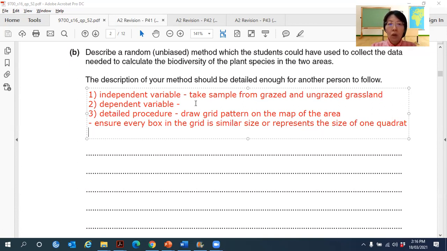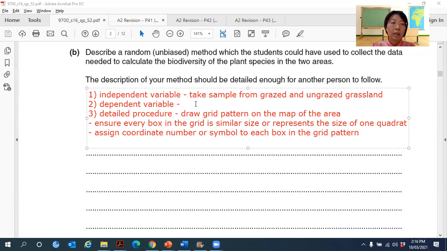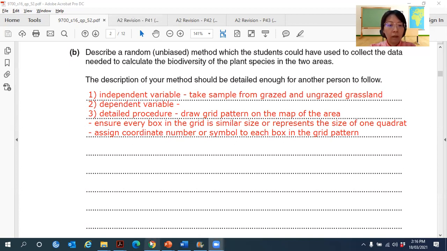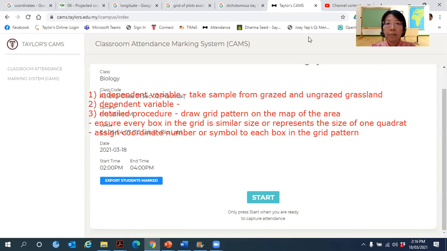After you've drawn the grid pattern, you need to assign a number to every box in the grid pattern. So you have to assign a coordinate number or symbol to each box in the grid pattern. So what do you mean by assign coordinate number? Let's look at the meaning of coordinate.